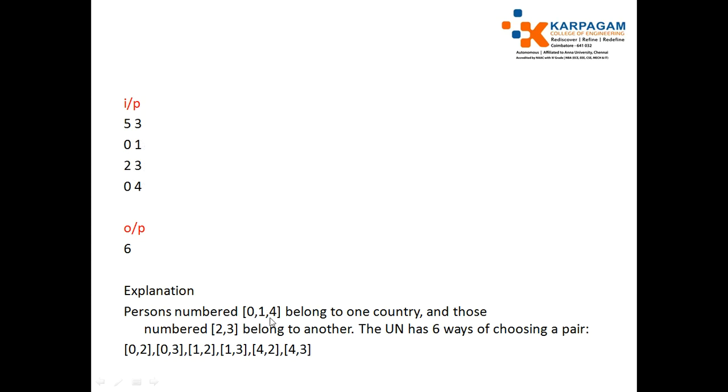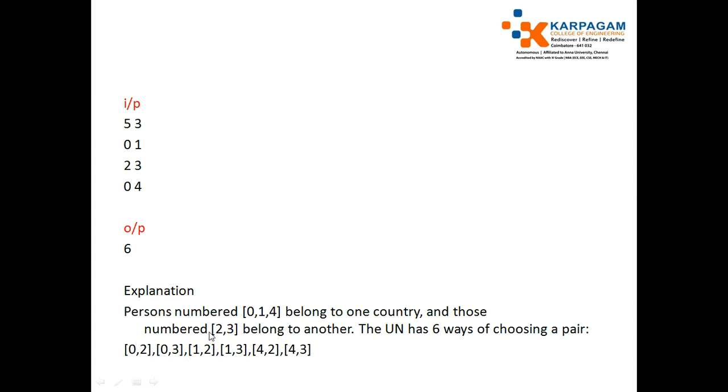So I have 0, 1, 4 as one group that belongs to one country. 2, 3 is a separate one that belongs to another country. Now this is the grouping I have. How many pairs can I choose, because I need to choose only a pair of people from two different countries? So here the combinations are 0, 2, 0, 3, then 1, 2, 1, 3, and then 4, 2 and 4, 3. So totally 6 possibilities are there.